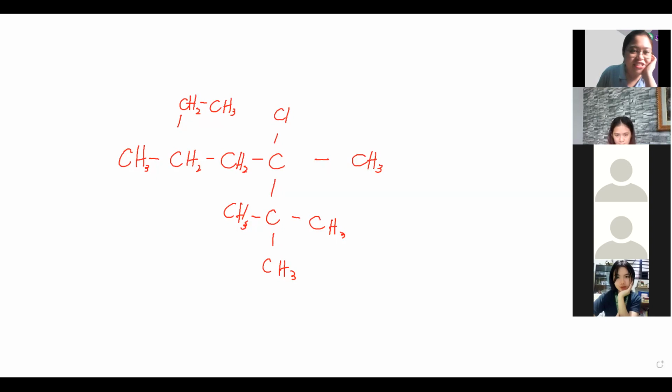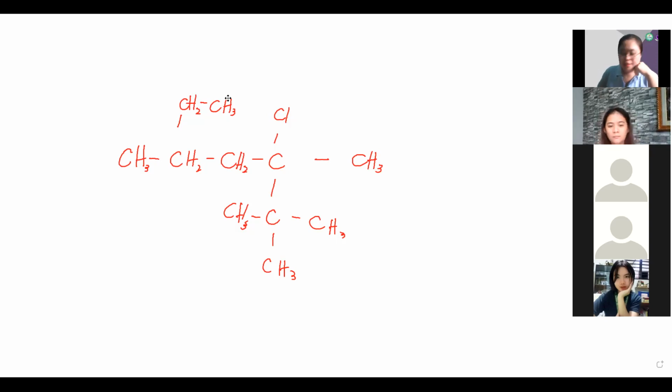Chloro is a halogen. It's a haloalkane. So it can also be considered a substituent. Sa parent chain na siya naka-attach si chloro. It's not included in the counting, ha? The halogens are not included in the counting sa parent chain. So it will always be a substituent or a branch. Yung mga halogens natin, like chloro, bromo, iodo, and fluoro.